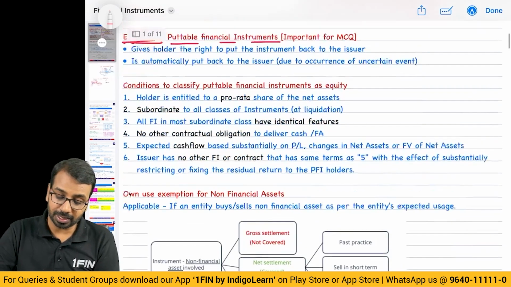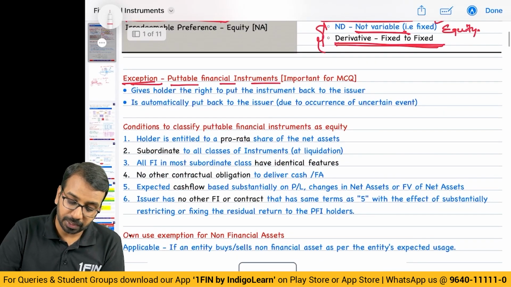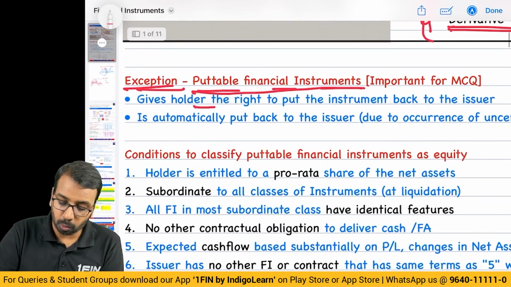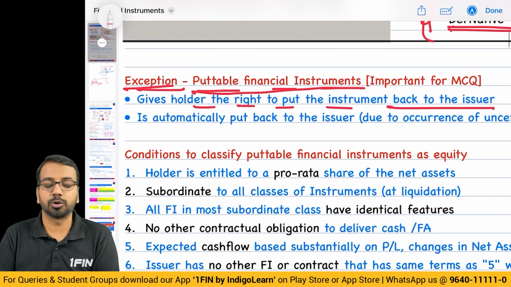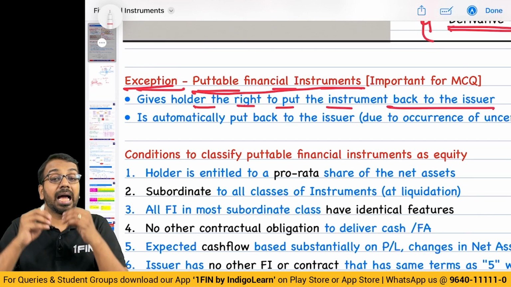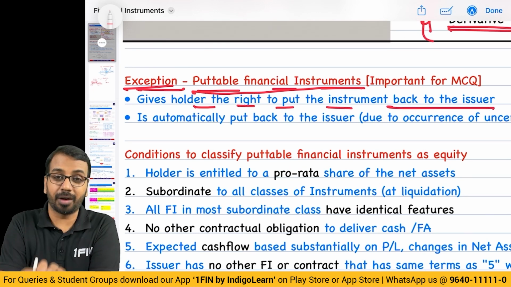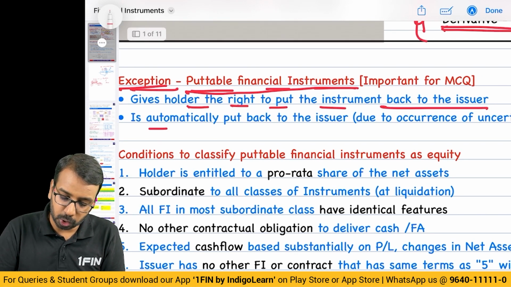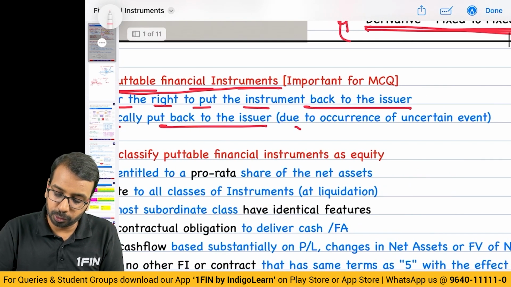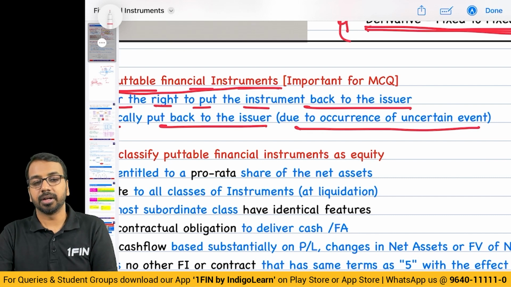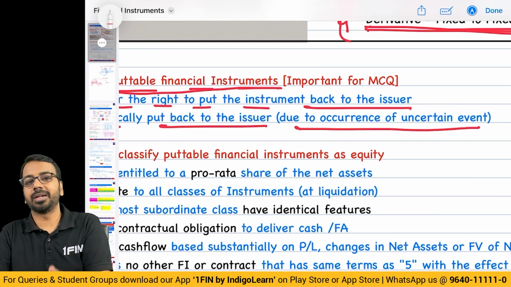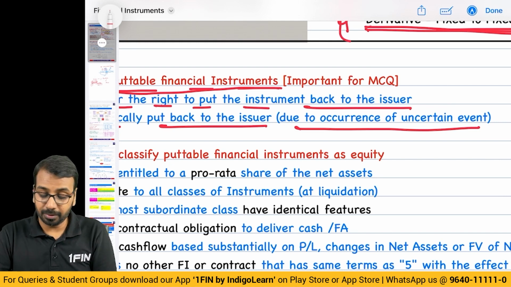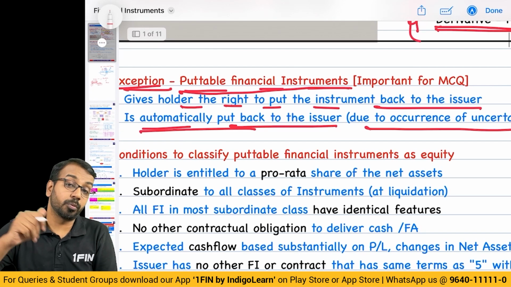So here we have an exception which says that if you have certain puttable financial instrument, puttable means it gives the holder the right to put the instrument back to the issuer. I have mutual fund units, I can give them back to the mutual fund and ask for money. Or another scenario is that it is automatically put back to the issuer due to the occurrence of an uncertain event. If some event has been defined, for example, completion of a particular milestone, and if the milestone is completed, it is automatically put back to the issuer.